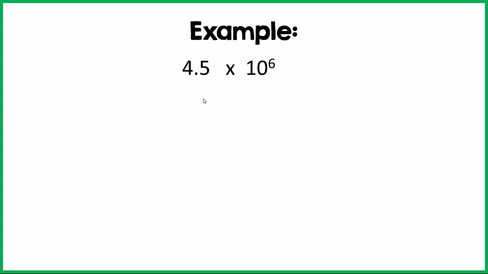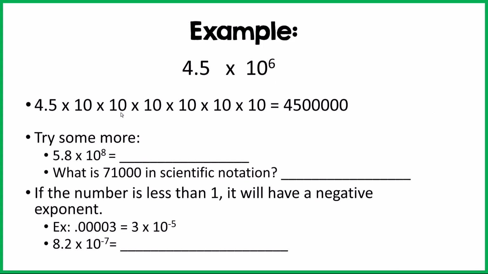So here's an example. 4.5 times 10 to the 6th is how we read this scientific notation. And this tells us that it's 4.5, that coefficient, times 10 times 10 times 10 times 10 times 10 times 10, which is our times 10 to the 6th. There are 6 tens here. So that number would be 4,500,000. Obviously a very large number, and this allows us to write it a little bit more easily.